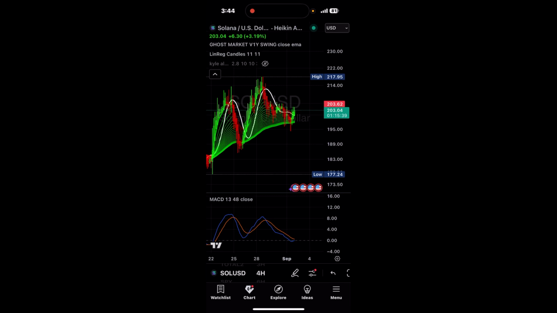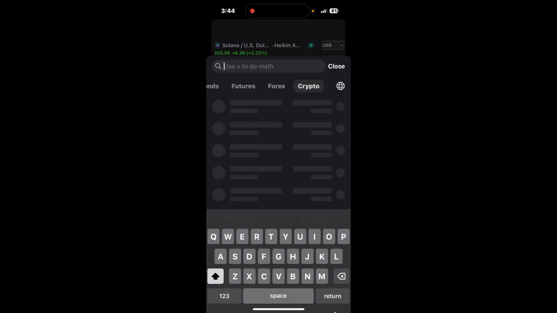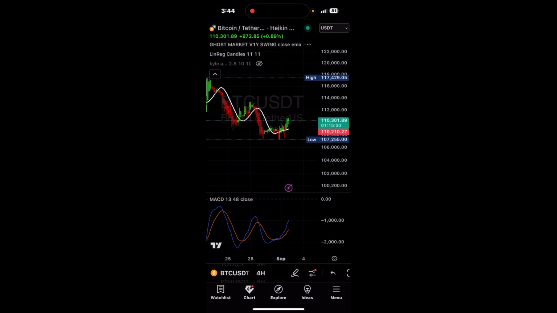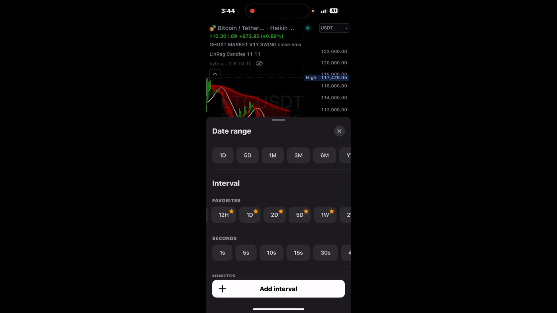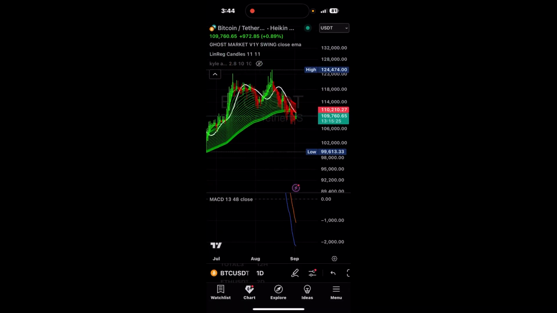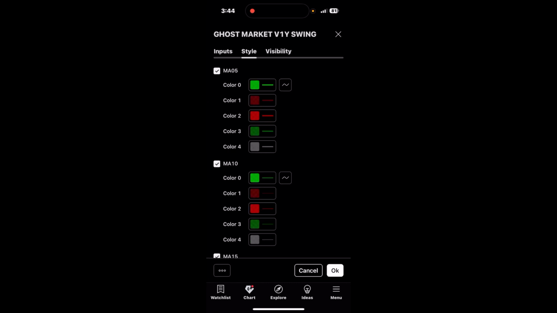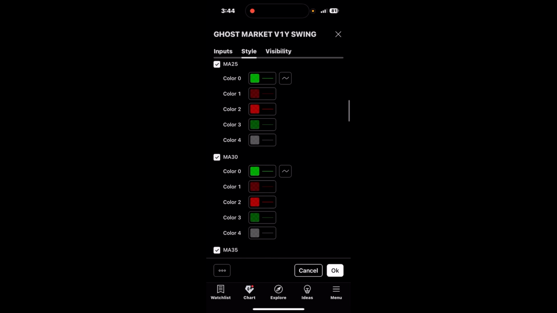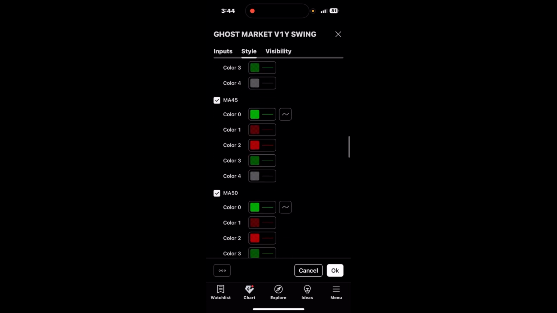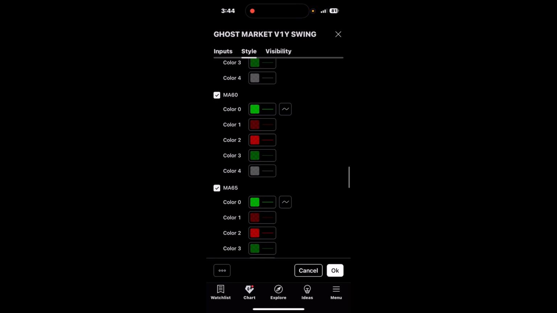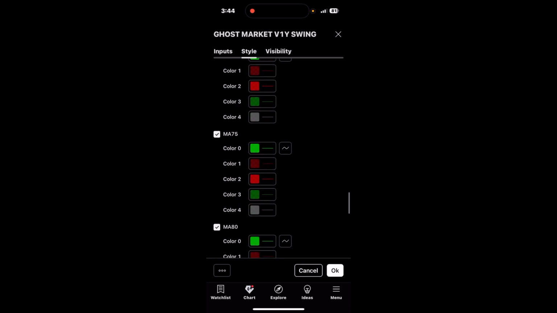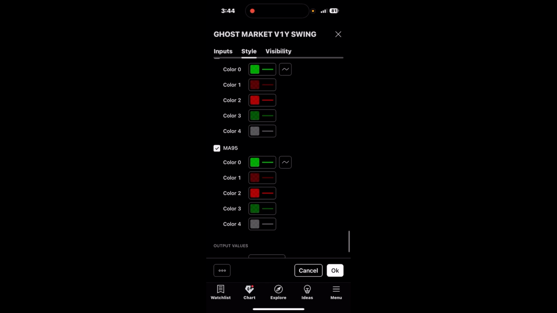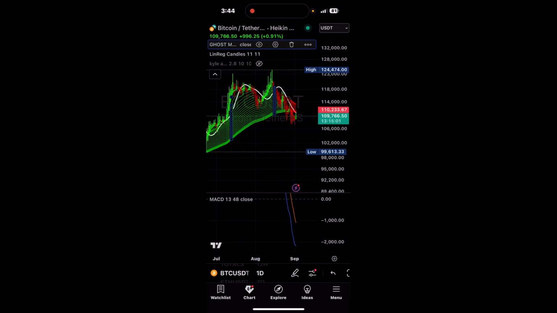Let's go back to Bitcoin here. You definitely want to work with, if you can't get the custom ribbon, which again, I'll give you the numbers of the moving averages you need: 5, 10, 15, 20, 25, 30, 35, 40, 45, 50, 55, 60, 65, 70, 75, 80, 85, 90, 95. With 90, 95 being the most important ones if you can't get the custom ribbons.